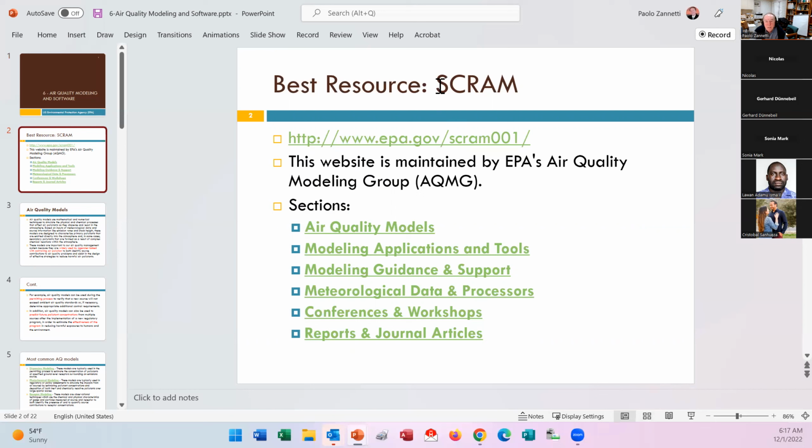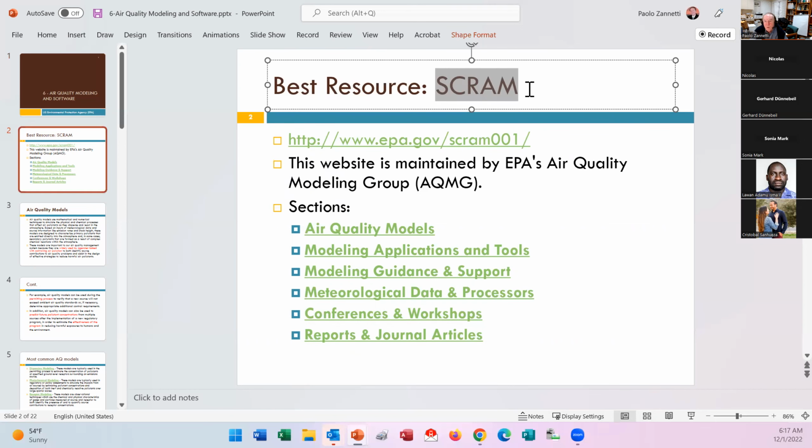The best resource, as I told you before, is the SCRAM website by the EPA, and there are several sections on air quality modeling, modeling application and tools, guidance and support, a set of meteorological data sets, information about conferences and workshops organized by the EPA, reports, journal articles. You find everything here, a lot of useful information.